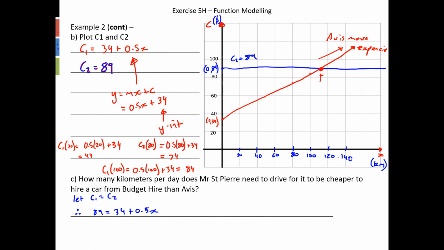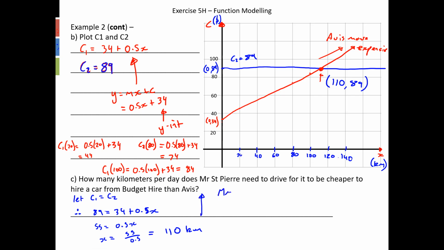Let's see what happens. So we take away 34, which gives me 55 equals 0.5x. So we get x is equal to 55 divided by 0.5, which happens to be 110 kilometers. So that intersection point there is (110, 89). And this is a worded question, so we have to have a worded answer.